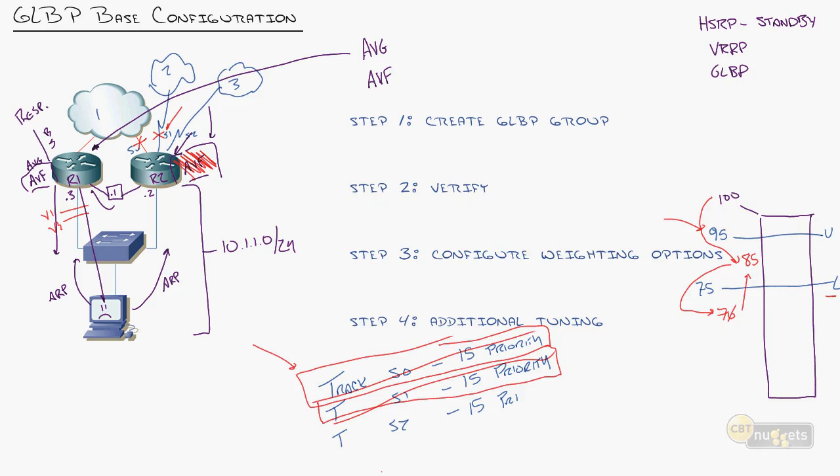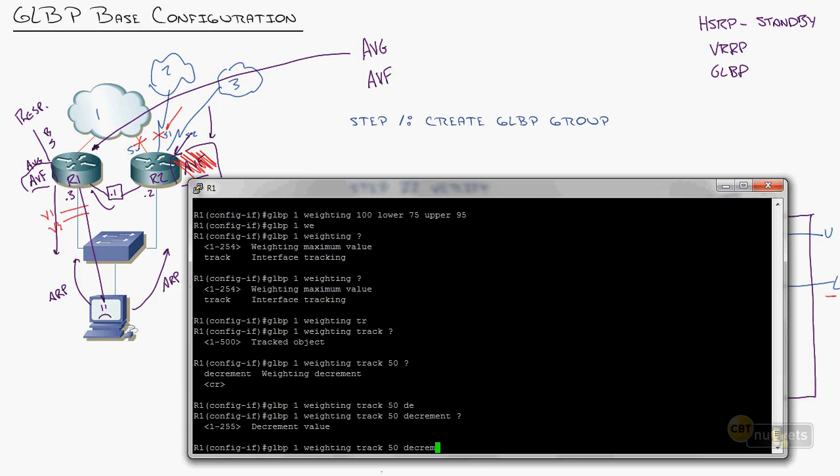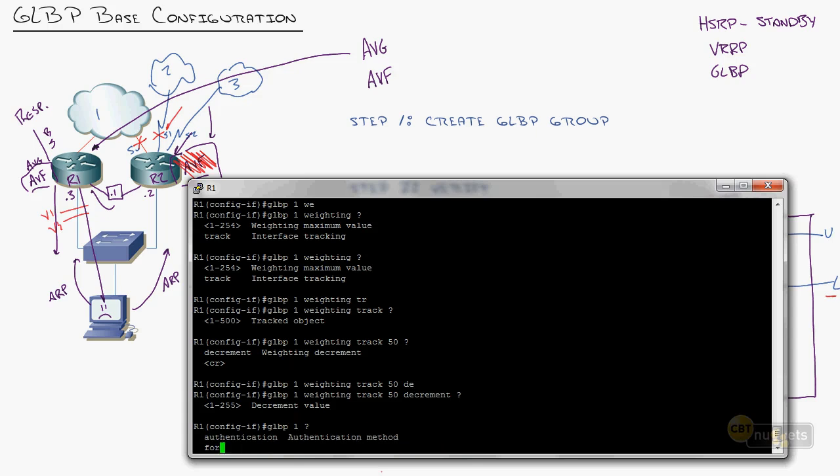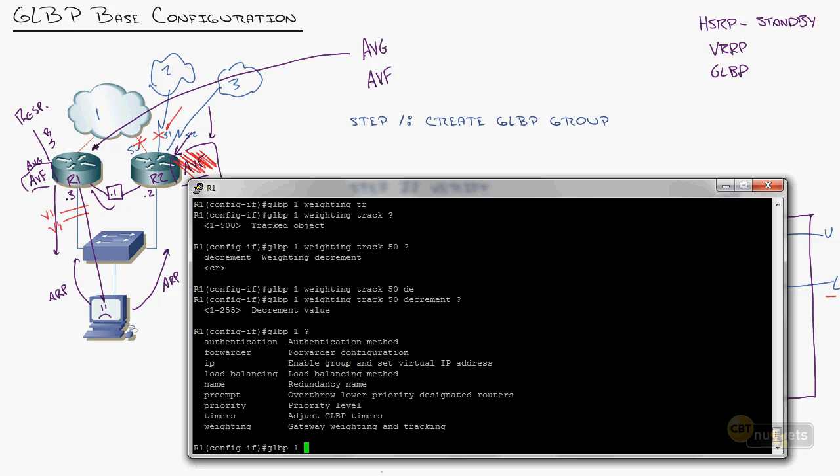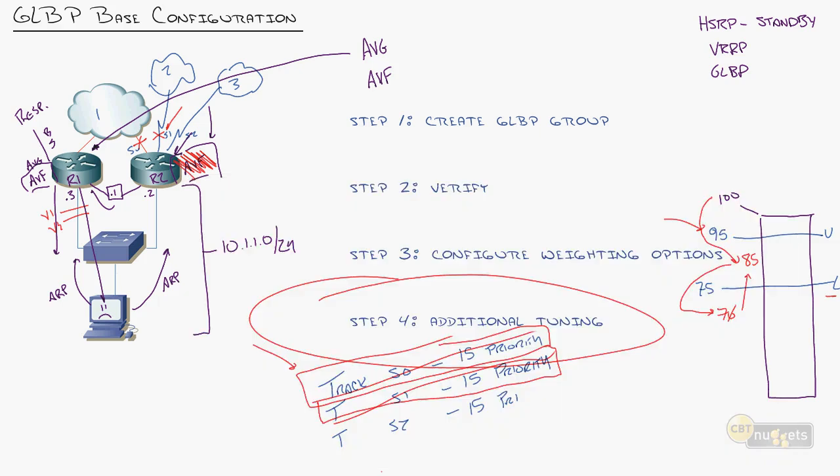I mean, you can see right here I have step 4, additional tuning, but that's just all the other options that we talked about previously, so I don't want to have to run through them all over again, but that's where we can go in and do the authentication, the preemption, the timers, the load balancing of the IPs. So all of the different options that we had previously can also be configured with GLBP.